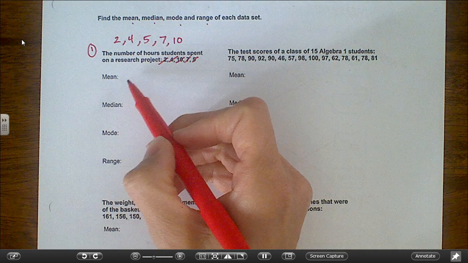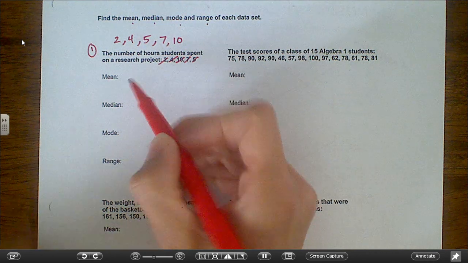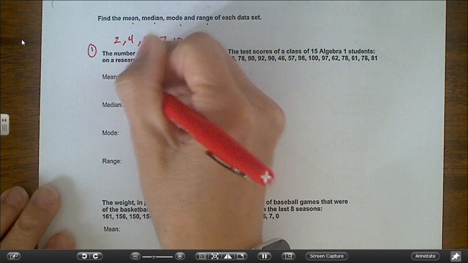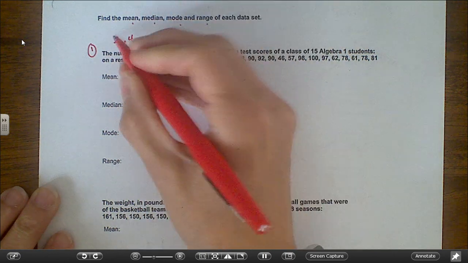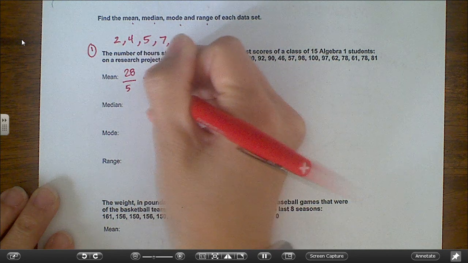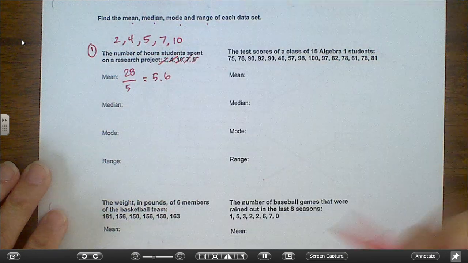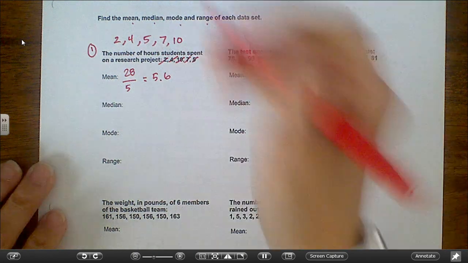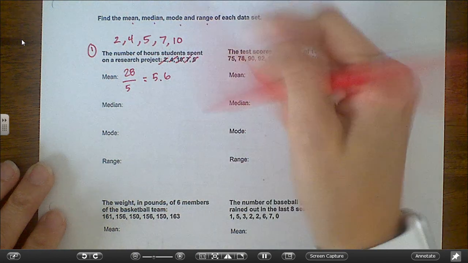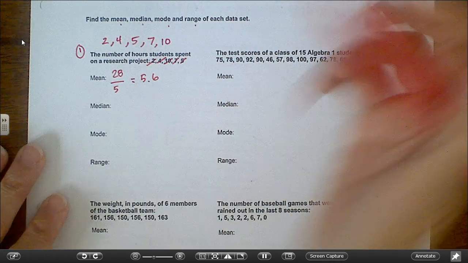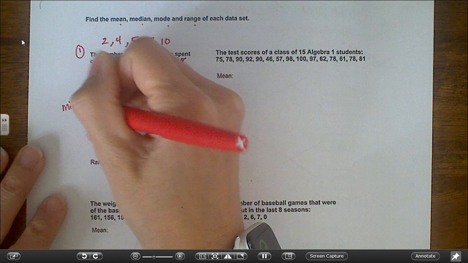So the mean, I add up 2 plus 4 plus 5 plus 7 plus 10. That gives me 28. I have 5 data points. So divide by 5. If I do that, I get 5.6. So that's my mean. You should assume most of the time that the mean is going to be a decimal, and that's fine.